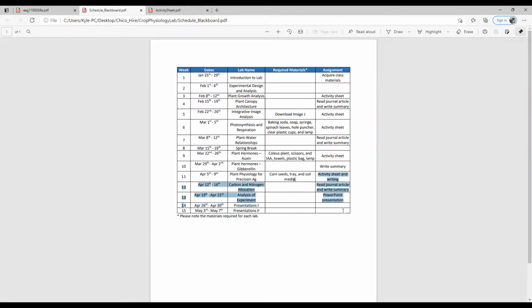We're going to drop the presentation part so that you can focus on the plant physiology for precision ag, the corn orientation experiment, and you can have a very nice, well-written paper about that. And you'll see that as the activity sheet. The materials needed for this: corn seed, a tray, and some soil media. I was using some Jiffy pots, Jiffy peat pellets. You'll see those in the video following this, but that's our focus for today.